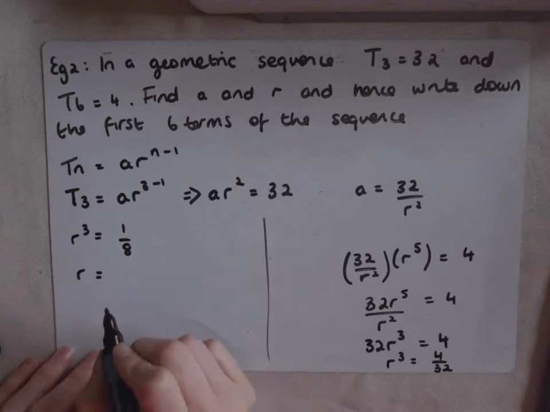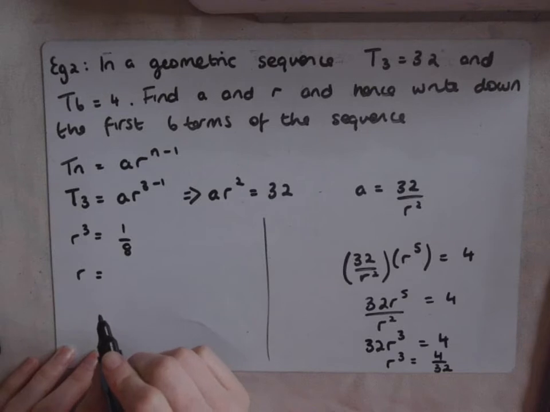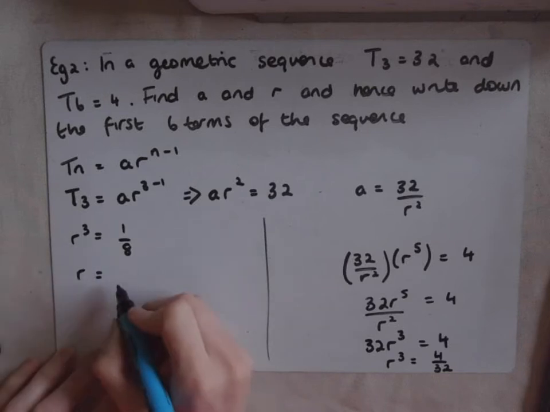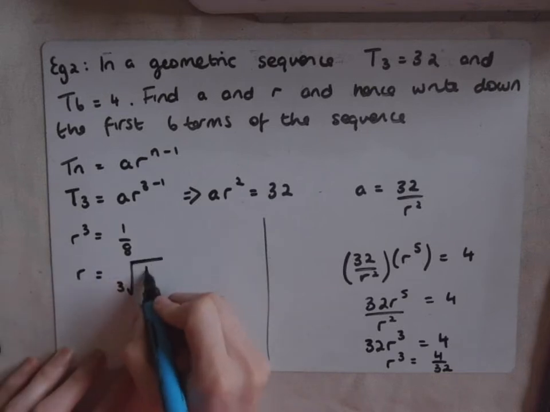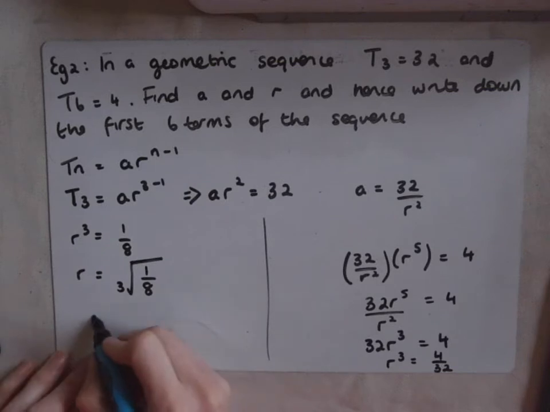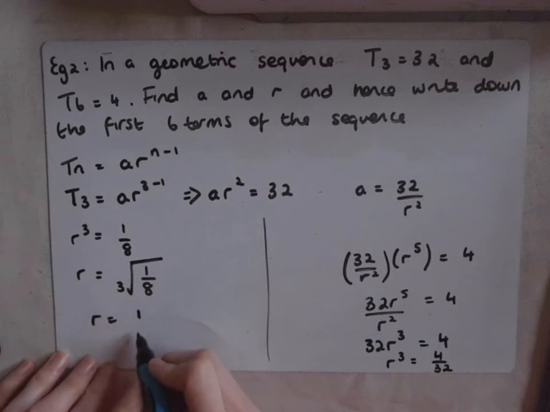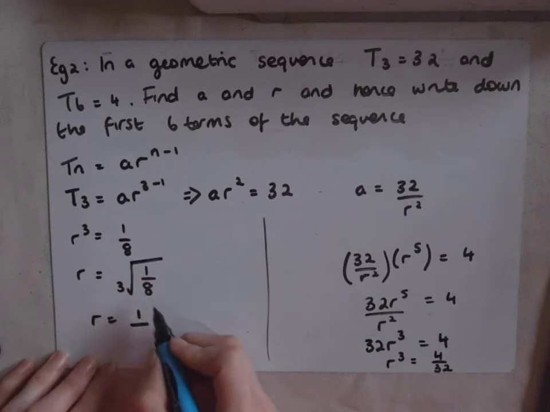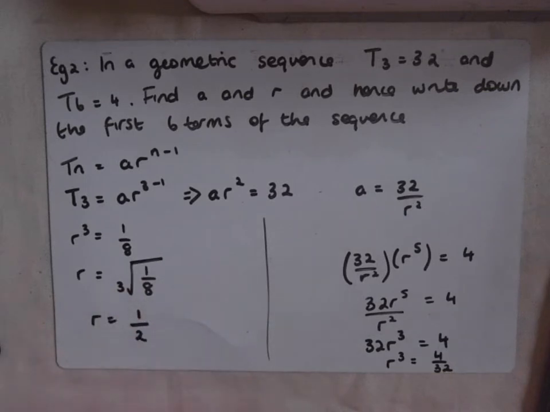If r squared was 1 over 8, how would I get r? You just get the square root, so then you get the square root cubed. The cubed root, exactly. Cubed root, good, of 1 over 8. Okay, and you can throw that into your calculator, or the cubed root of 1, which is 1, over the cubed root of 8, which is 2. So r is a half.